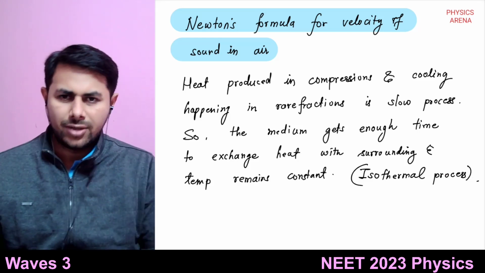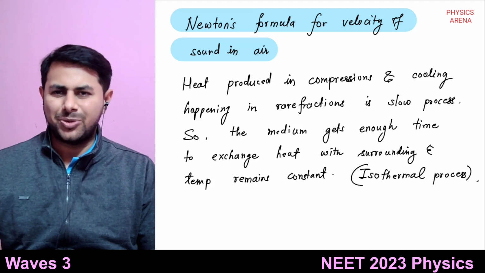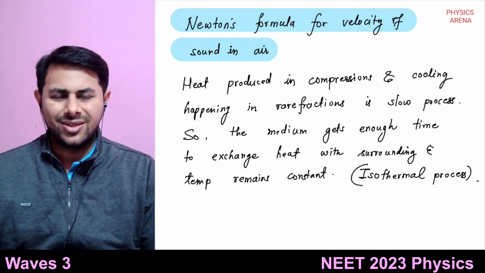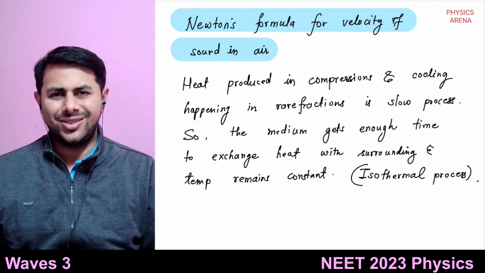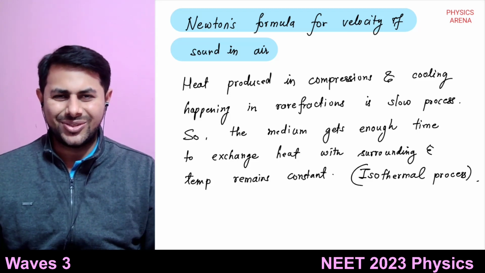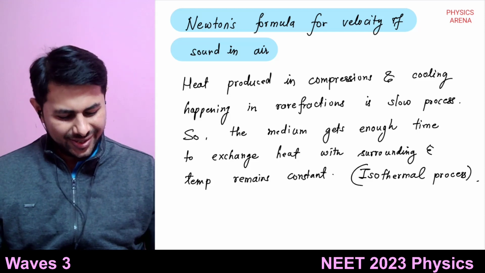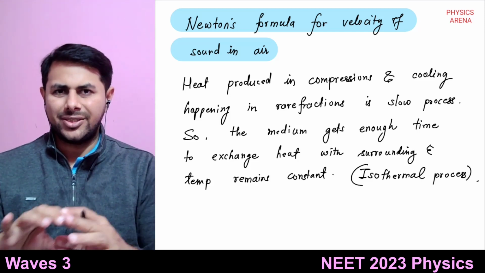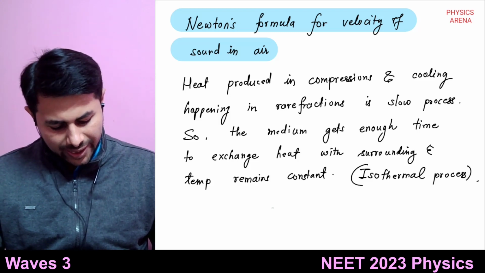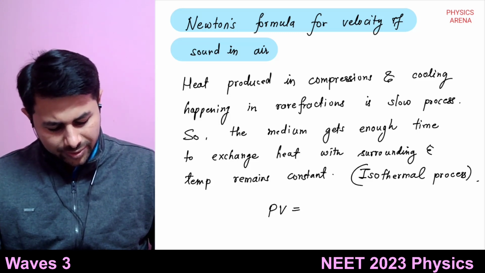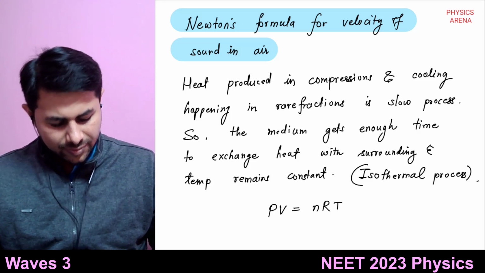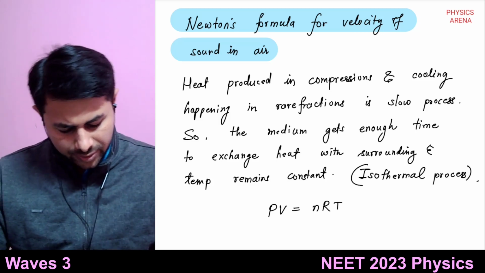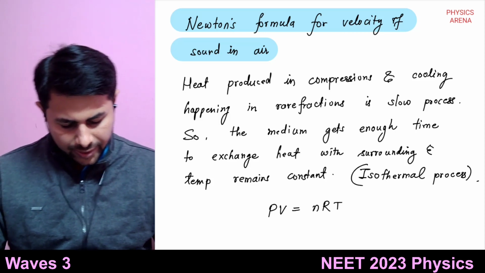All right, so now we have not studied these processes as yet. We'll study them in thermodynamics, but you might have studied this in chemistry also. Okay, so we'll just take a formula, right? So in case of isothermal process, the temperature remains constant. So you can write that PV is equal to nRT.